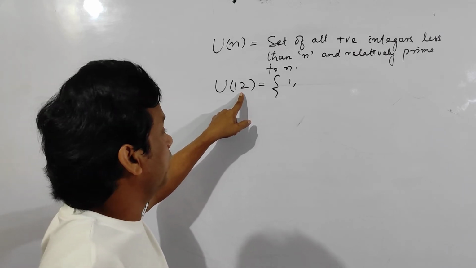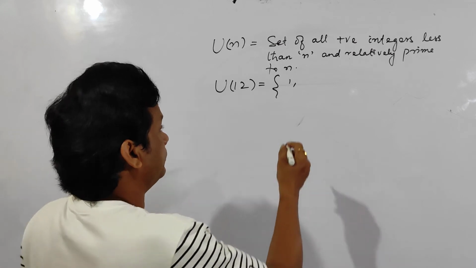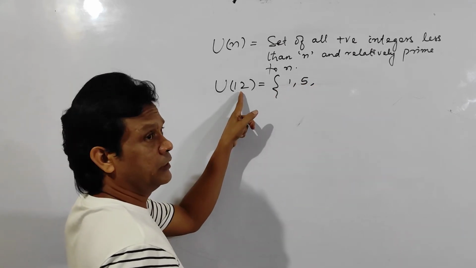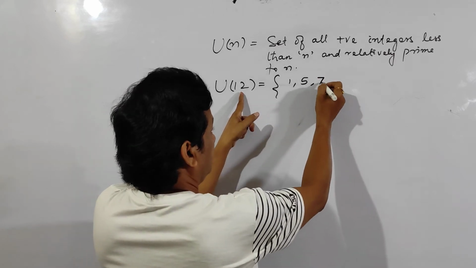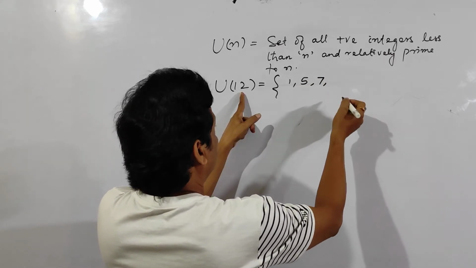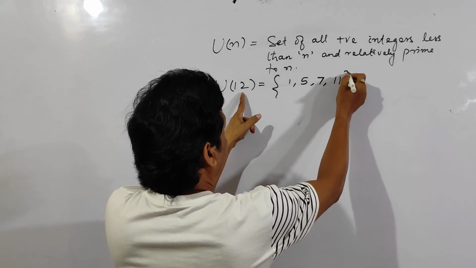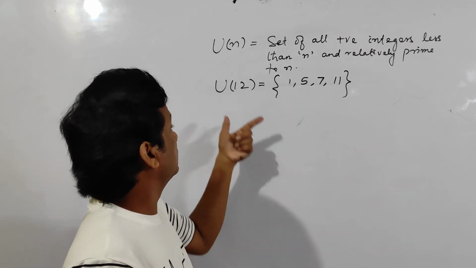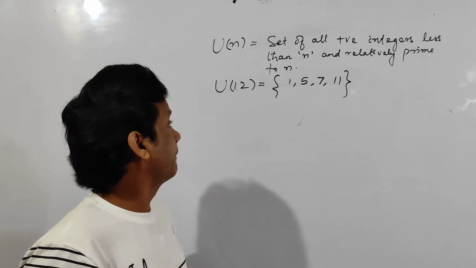So 3 you cannot take, 4 also not possible, 5. Then 6 is not possible, 7. 8 is not possible, 9 is also not possible, 10 is not possible, 11. These are the 4 elements of U of 12.